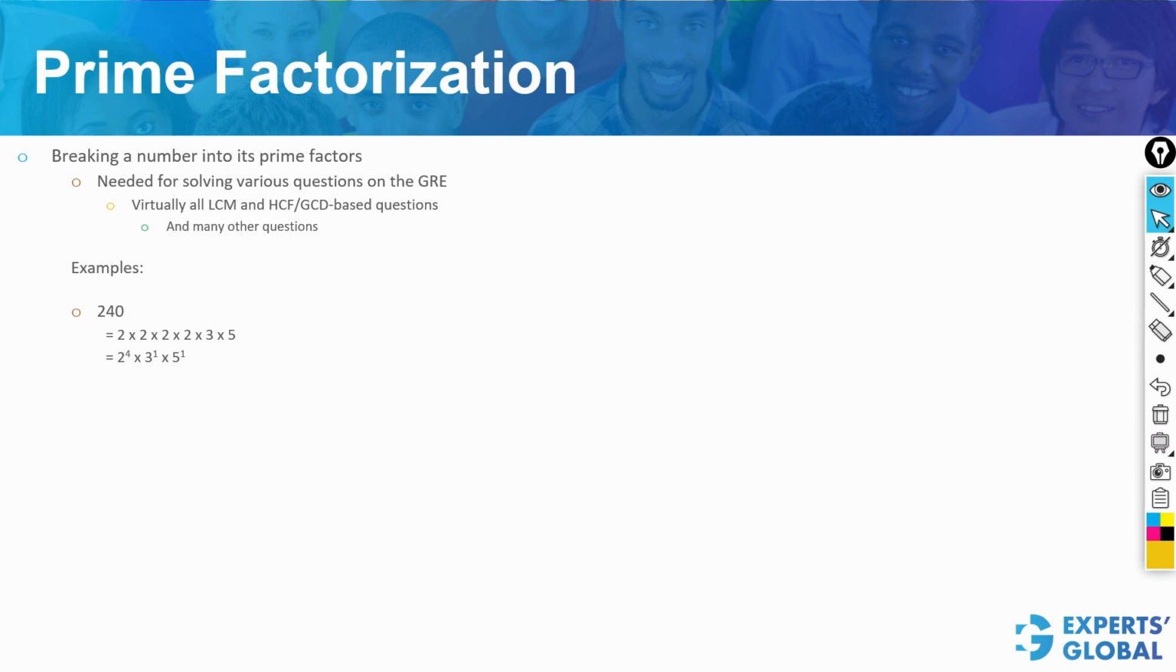One more example, 1500. Once again, take the zeros out. We know that each zero is made up of a 2 and a 5. Therefore, 2 zeros would mean 2 square times 5 square. Just 15 is left here, which is 3 times 5. Now combining the same bases, we get a 5 cube here, and therefore the prime factorization here is 2 raised to power 2 times 3 raised to power 1 times 5 raised to power 3.